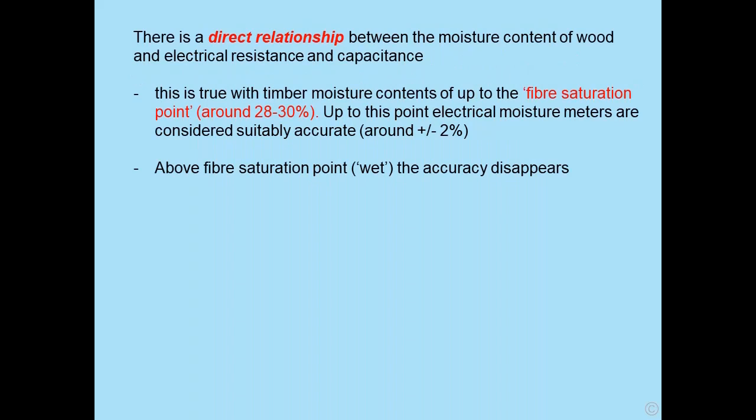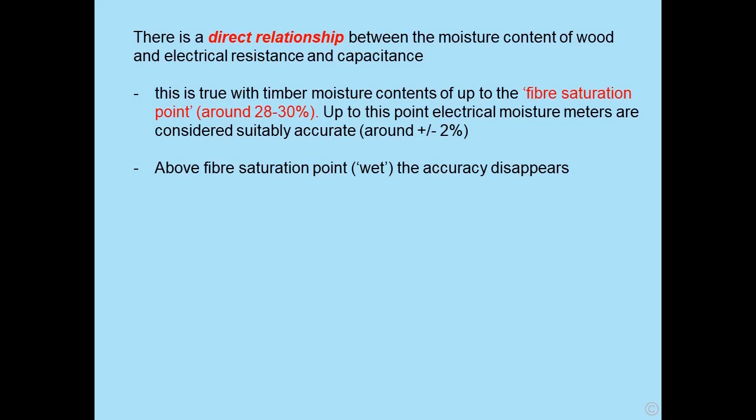It should be appreciated that there is a direct relationship between the moisture content of wood and electrical resistance and capacitance, as used by some of the meters. This is true with timber moisture contents up to the fibre saturation point, around 28 to 30%. Up to this point, electrical moisture meters are considered suitably accurate, that is, around plus or minus 2%. Above the fibre saturation point, the accuracy disappears.